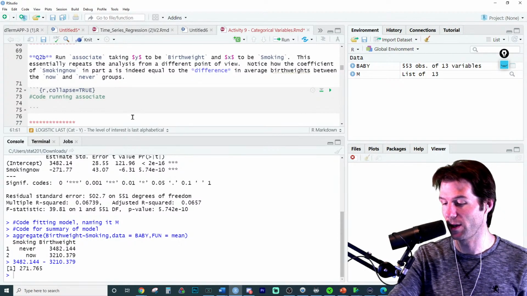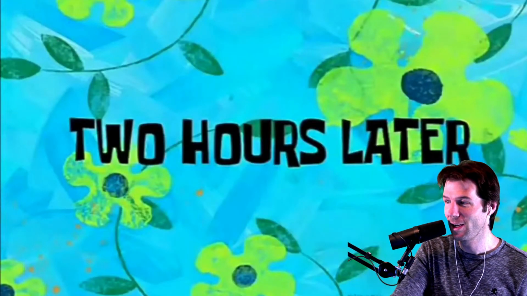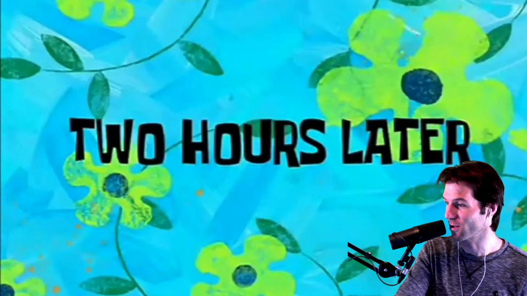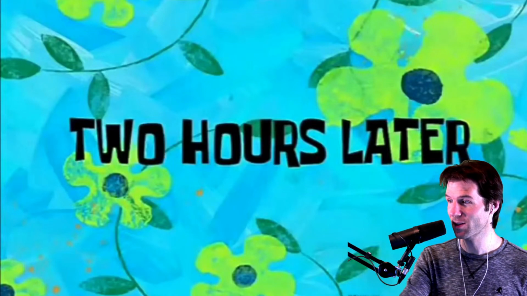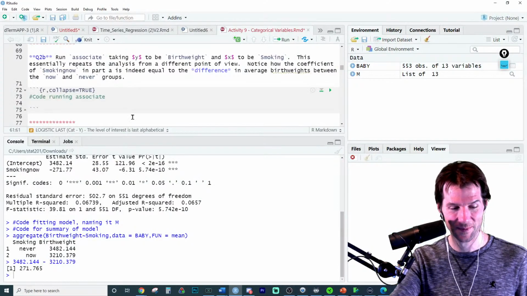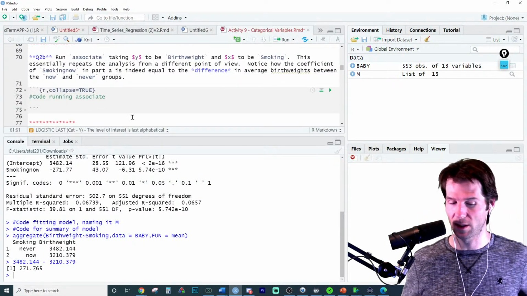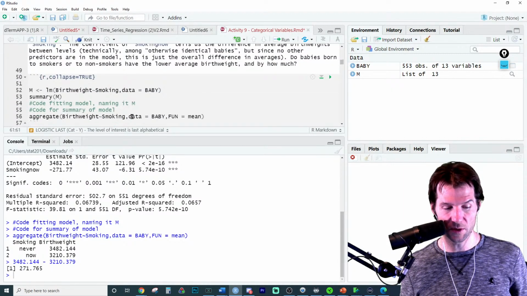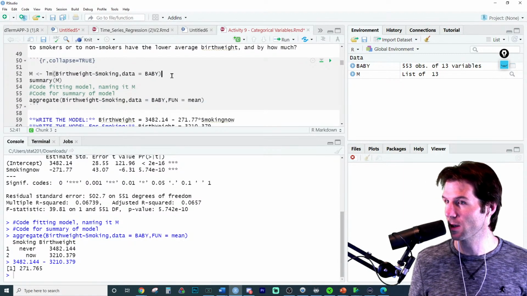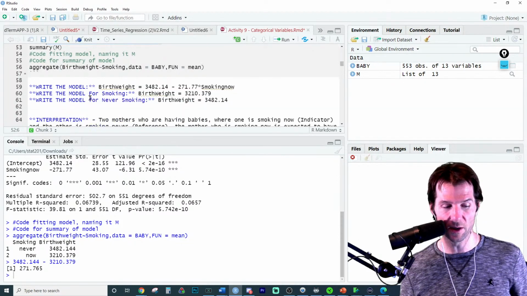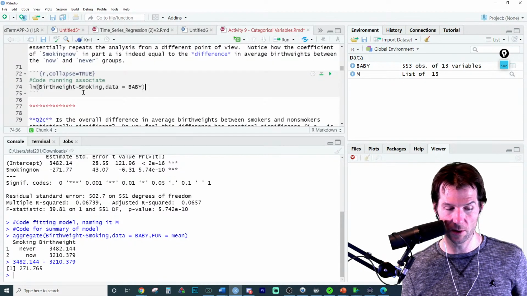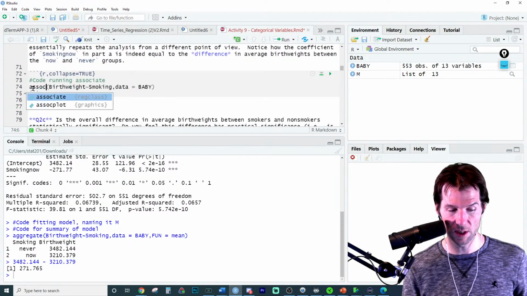Q2B, here we'll pause right here. This is going to be a similar thing to what we just did. We're going to look at the associate command. Run the associate, taking the Y with the birth weight and the smoking. We're actually doing almost the identical work. The great thing is you can grab your data from here, go down here and take it and run associate.